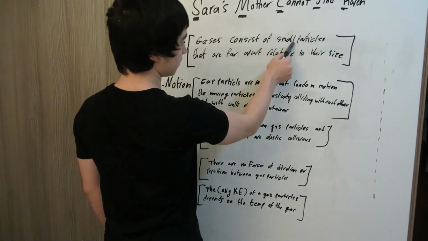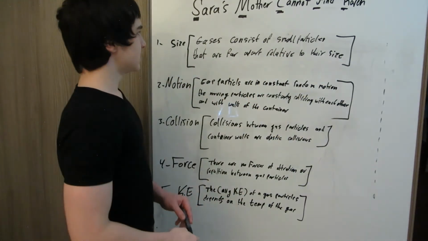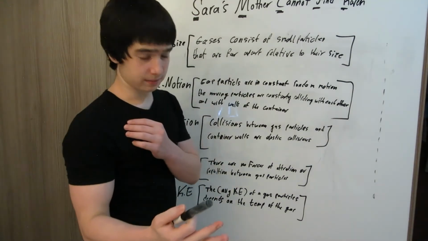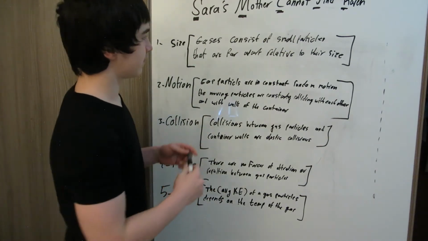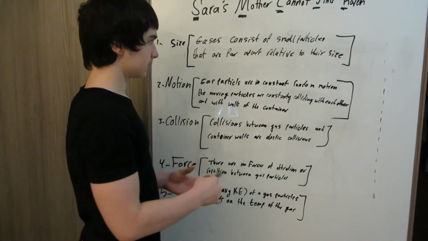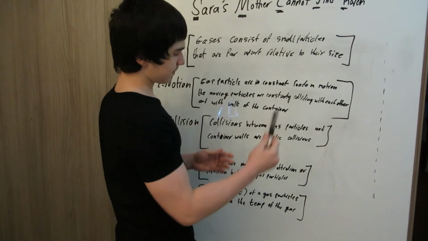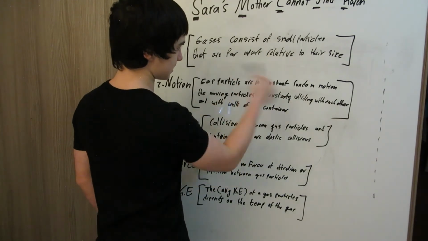Gases consist of small particles that are far apart relative to their size. What does that mean? It means that gases are made of small particles. They can be either elements or molecules, and when they're in a container, in a selected place, there is a big distance between the atoms or the molecules of gas that are moving.